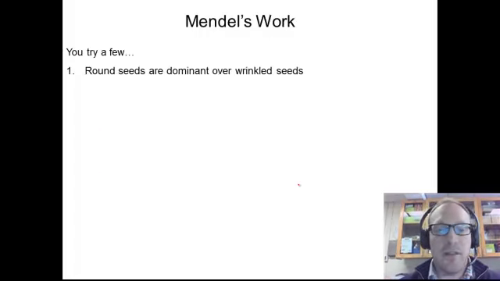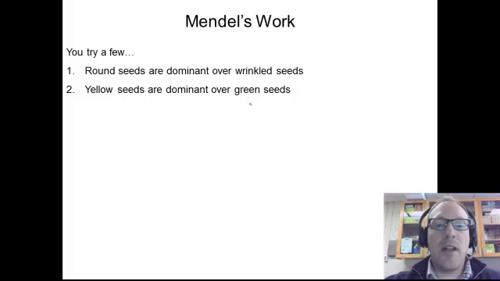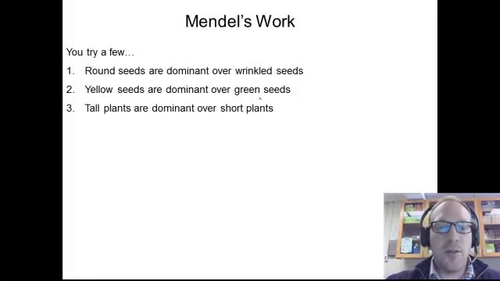So I want you to try a few. I want you to consider round seeds that are dominant over wrinkled seeds. What symbol should we use? I want you to consider yellow seeds that are dominant over green seeds. What symbol should we use? And tall plants dominant over short plants. What symbol should we use? Pause the video now. Think these through. See if you can figure it out.